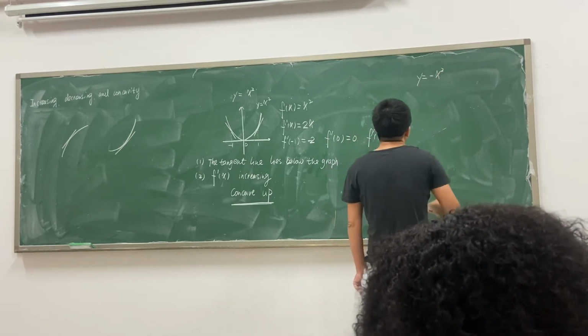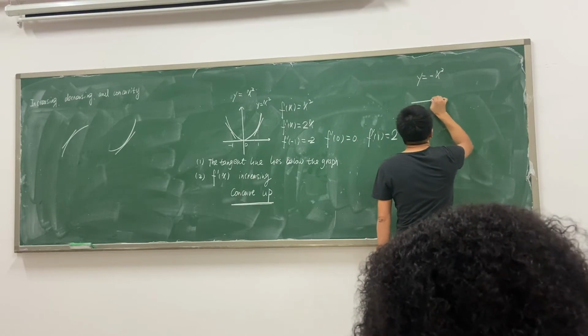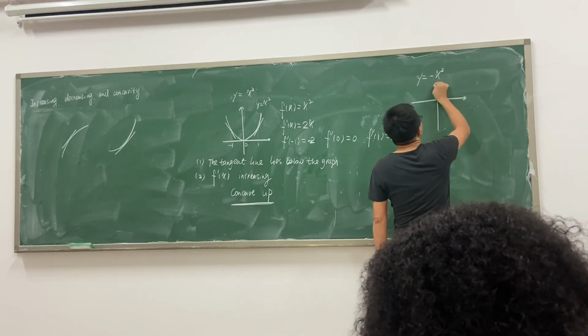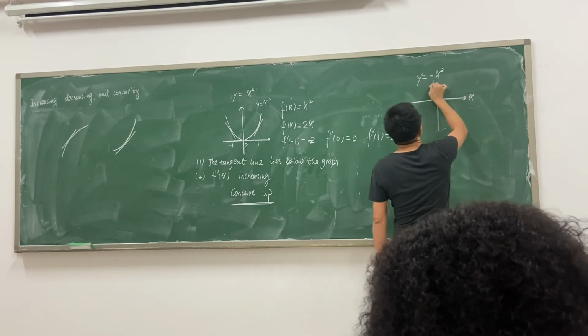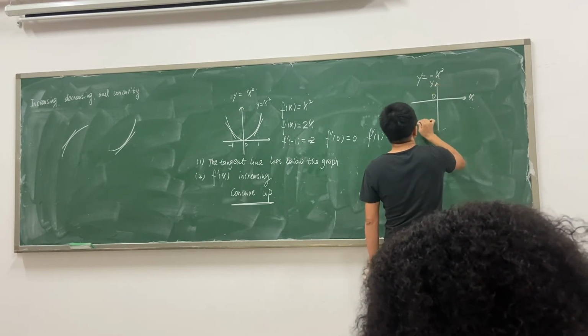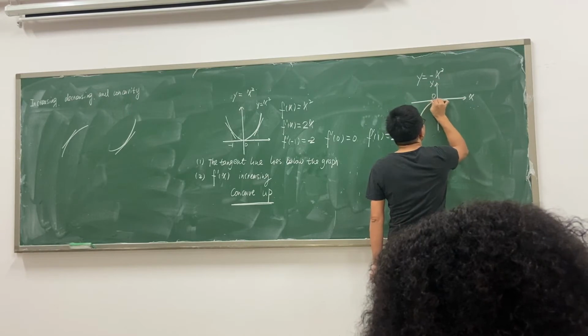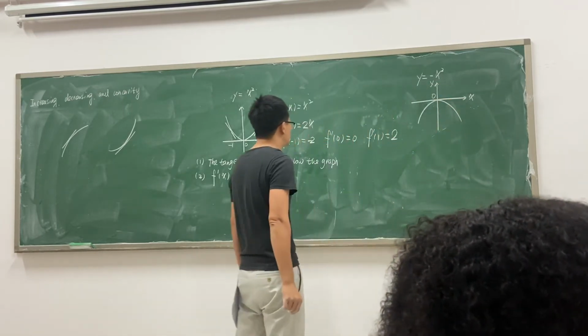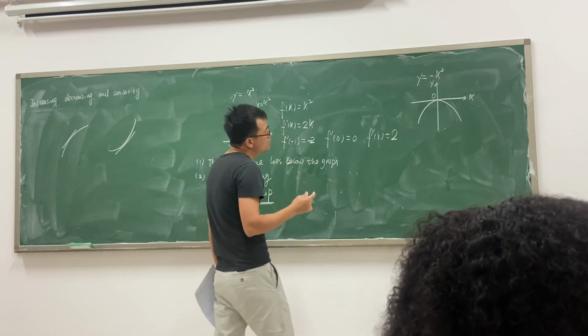Now we can see another function, y equals -x squared. For this function, we can plot the graph. Here is x, here is y, here is the origin. So the graph is like this. It's easy, okay?